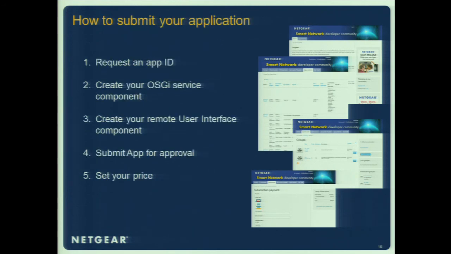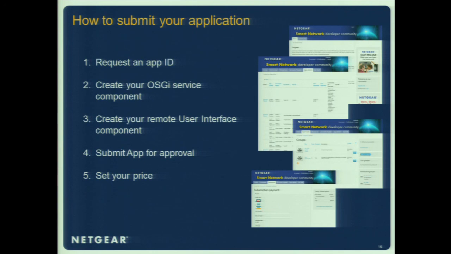As far as submitting the application, every application has a unique identifier that differentiates it from other applications. So you have to request an application ID from NETGEAR before you really get started. Now you can write your own code and all that with a temporary ID and test it, but before you submit anything, you have to have a NETGEAR issued ID, and that basically enables us to provide services to your application.